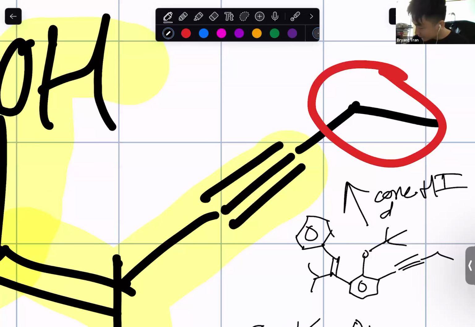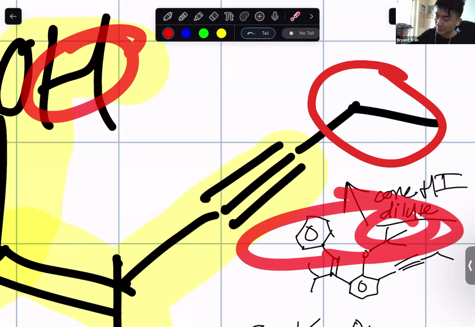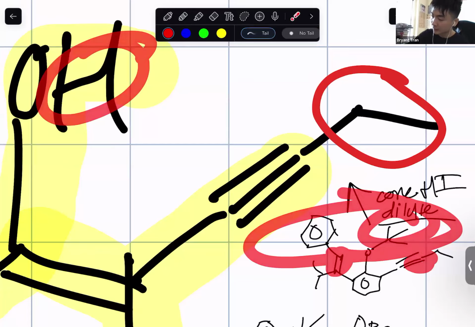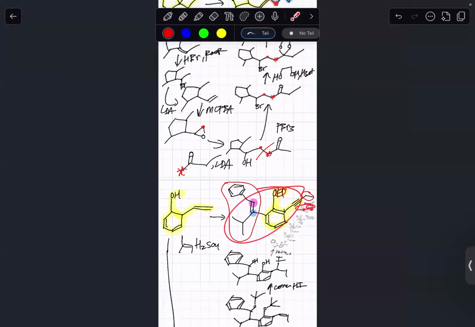Let's put dilute here, because you can put dilute to show that there's only a little amount, which will only react with the ether and convert it back to the alcohol. And you can do that for the synthesis and it will not touch the alkene and alkyne like that. Okay, to get this here.